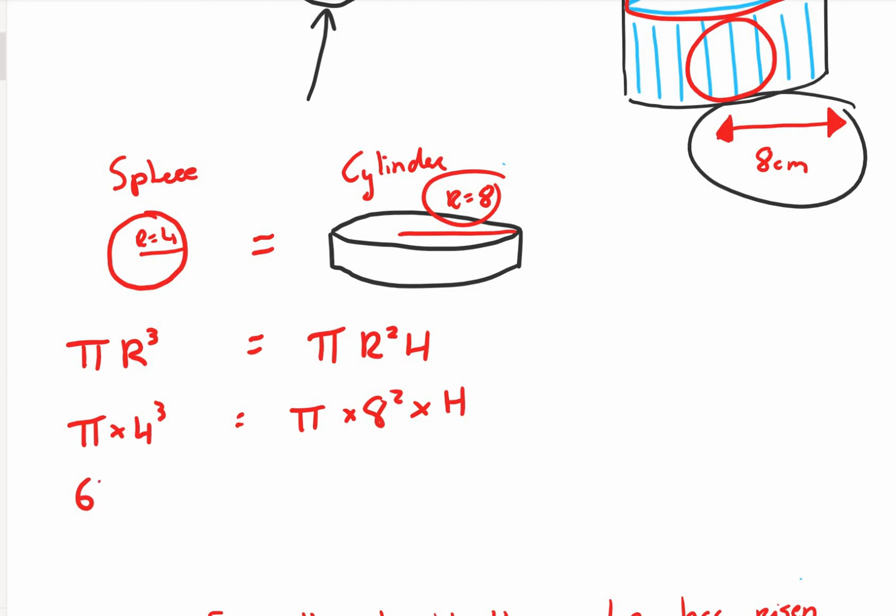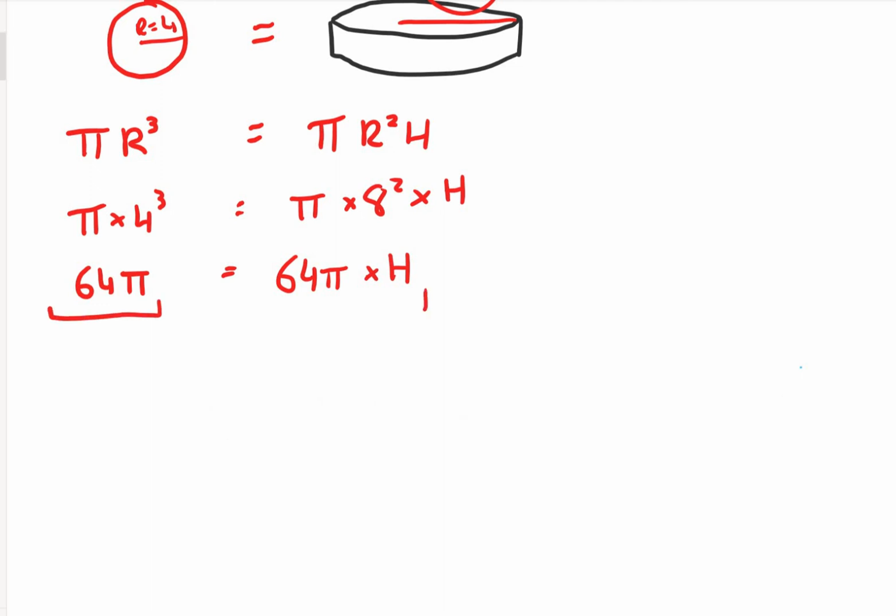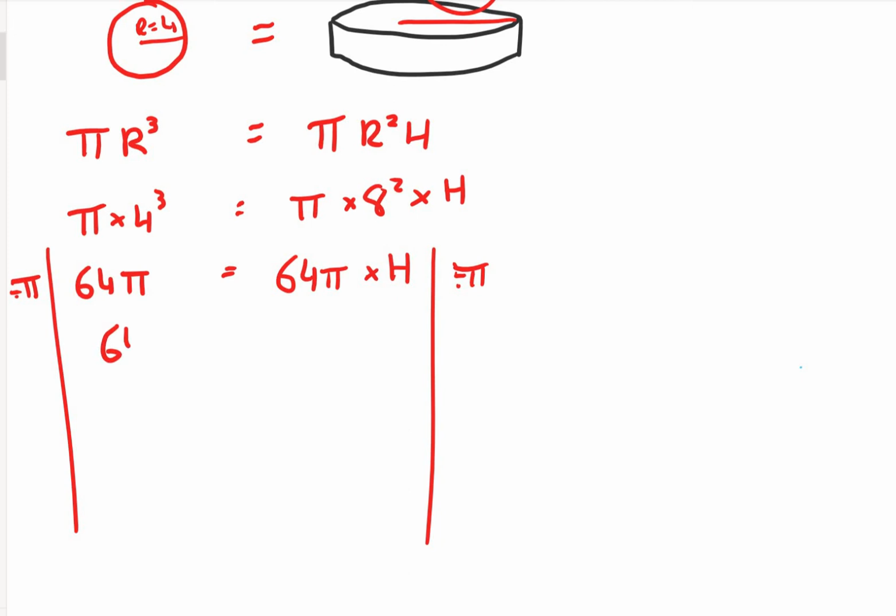64. So it's 64 pi equals 8 squared, 64 again, just a coincidence that. Multiplied by h. Okay. Now I have 64 pi on one side, 64 multiplied by h on the other. I have an equation. I'll divide by pi on both sides to get rid of the pi. 64 pi divided by pi is just 64. 64 pi multiplied by h divided by pi is 64 multiplied by h.